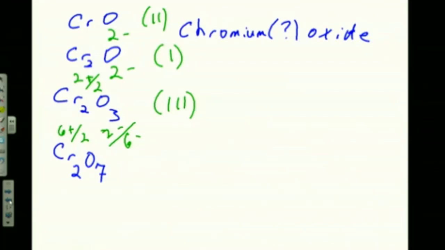Alright? How do you know it's 3? Because when I take 6 plus and divide it by this 2, it gives me 3. 6 divided by 2 is 3.